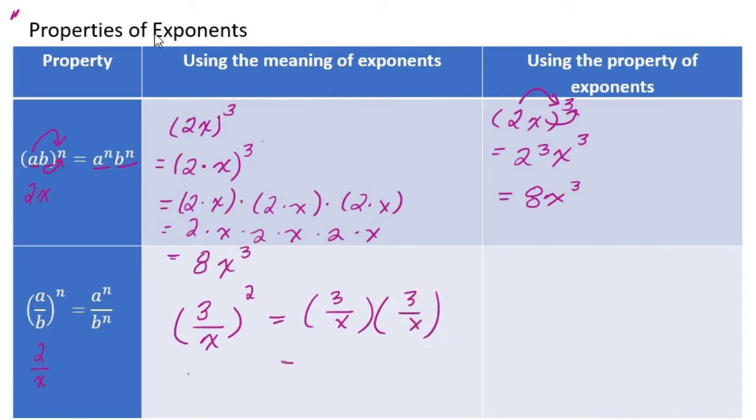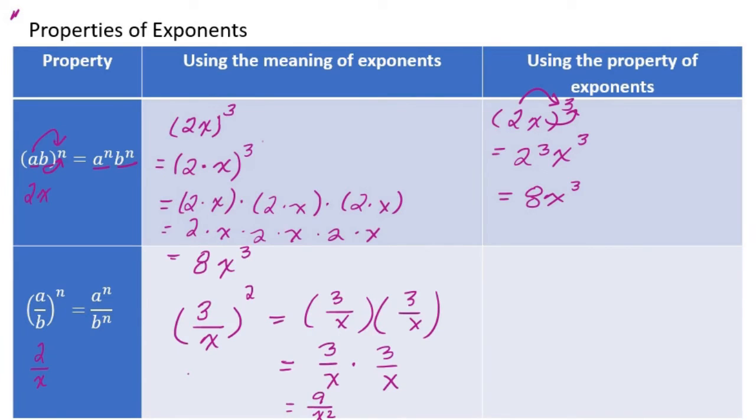Do you remember how to multiply fractions? Maybe it helps us if we write this, instead of with brackets, using a multiplication sign or a dot. In any case, to multiply fractions, we're going to multiply the numerators and then separately multiply the denominators. So we get 3 times 3 is 9, divided by x times x is x squared.